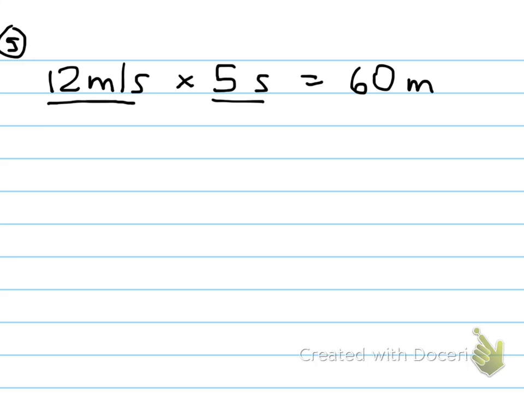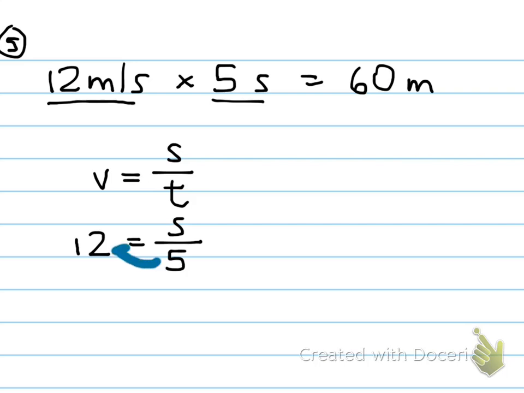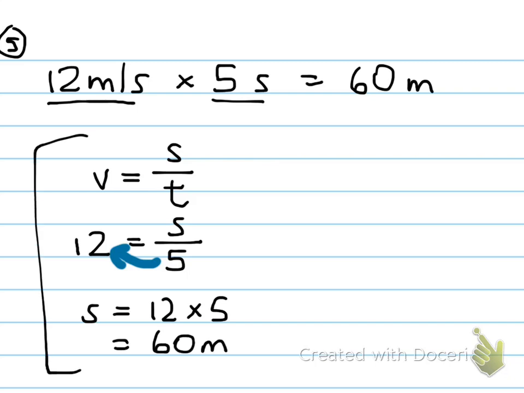The other way of doing it is to write the formula. So you would write v equals displacement over time, and then you know what the velocity is, it's 12. The displacement is something you don't know. The time is 5 seconds, and then you just rearrange the formula. So 5 comes over here and becomes a times, and so the displacement is 12 times 5, 60 meters. Doesn't really matter which way you work it out. This way obviously is preferable because it's a little bit more technical, but either way the answer should be the same. Alright, question 6.